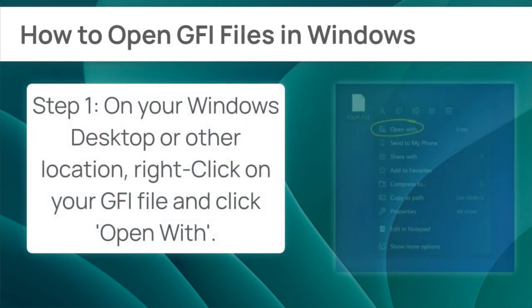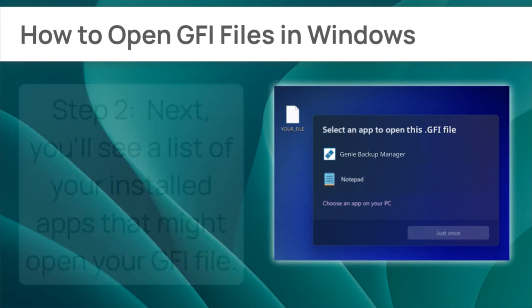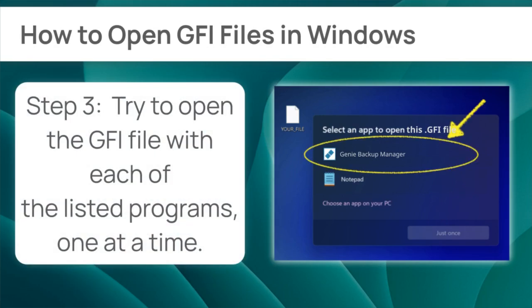Go to the file and right-click your GFI file, then click Open With. Prioritize Genie Backup Manager if you see it. If not, select any program on the list. A little trial and error is expected here.